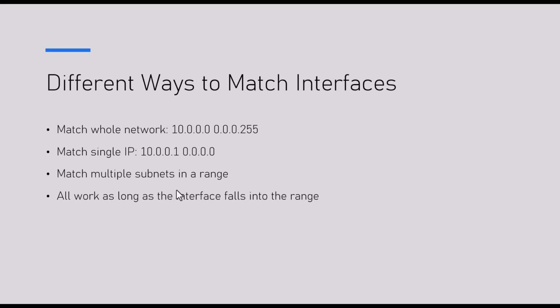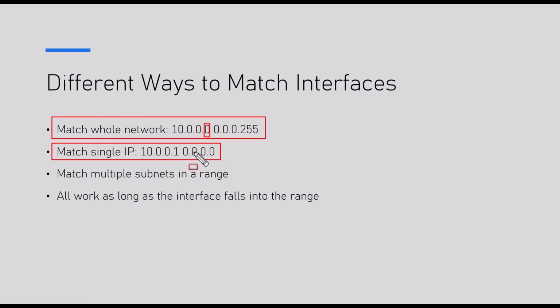The other thing is, when we have interface matching, we can select the whole network. 10.0.0.0 with 0.0.0.255 means that from 10.0.0.0 up to 10.0.0.255 is going to be added. Like I said again, you can add this value to the relevant target. You can select a single IP address with 0.0.0.0. If you add this to 10.0.0.1, it's going to just give you 10.0.0.1.